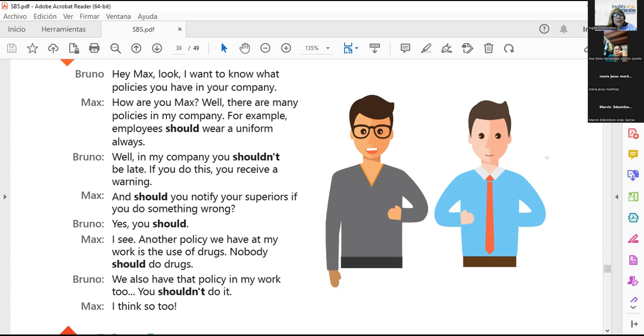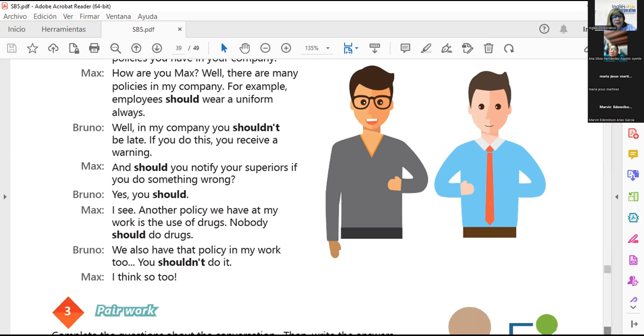Can you be thinking that you make the mistake and you don't notify? You say, who did this? Who did this? And you stay quiet. Okay. So it's a good idea to notify. Okay, I guess that we have all of them. We have four, right? Employees should wear a uniform. Employees shouldn't be late. Employees should notify if they make a mistake. And the employees shouldn't use drugs.